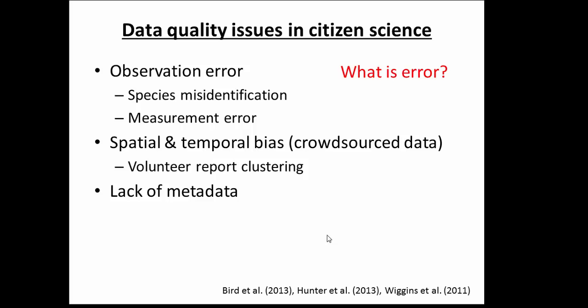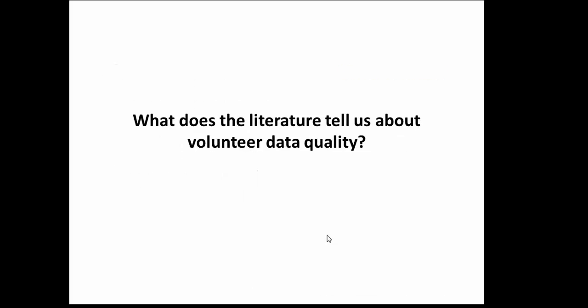But what is error in the first place? I'm going to be revisiting this question in a few slides. But to start, most of what's usually meant by error in these studies or papers about accuracy is comparing volunteer data to expert data, as if we so-called experts are infallible, which is not the case. But we'll revisit that in a few slides.